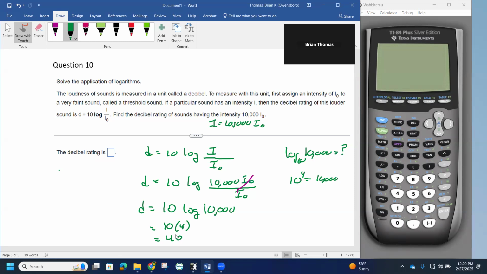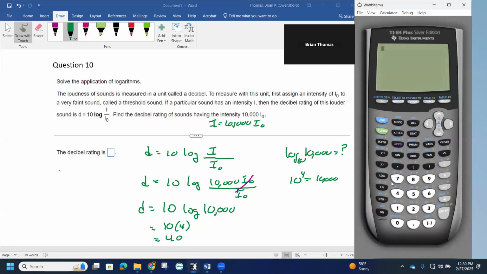Now you can get out on the internet and look up what different sounds have and what their decibel level is. A lot of times when I watch football games, they talk about how loud the crowd is by using a decibel rating system.